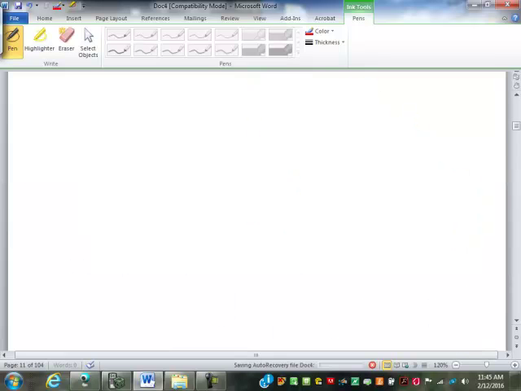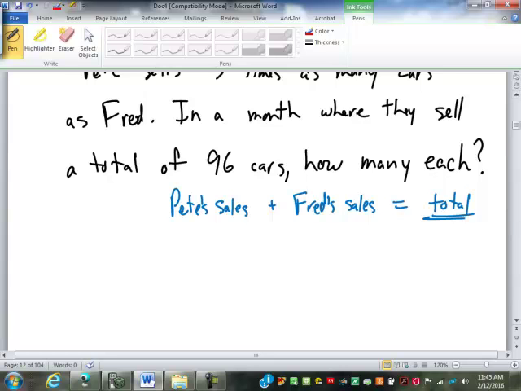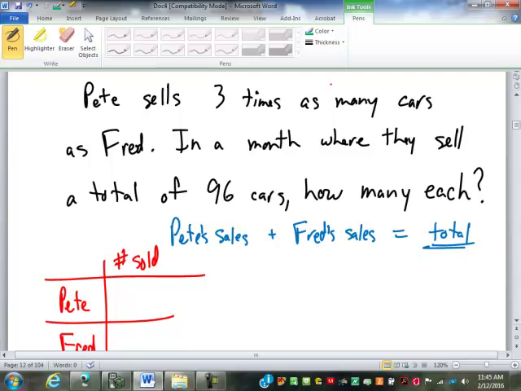So now we have to define those two things. The first thing we're looking at is Pete's sales. Let's do Pete and Fred, and label it like this, with the number sold, so their sales. Now here we have two things we're trying to find. If we were a little further along in algebra, we'd use a system of equations for that. But for now, we're going to keep this down to a single variable. To do that, we have to see if one of them can be expressed in terms of the other. Here it says Pete sells 3 times as many as Fred.